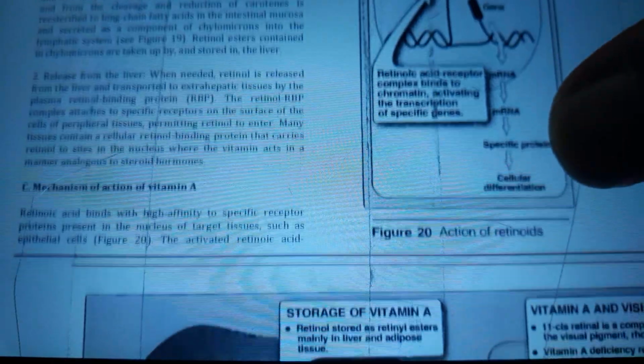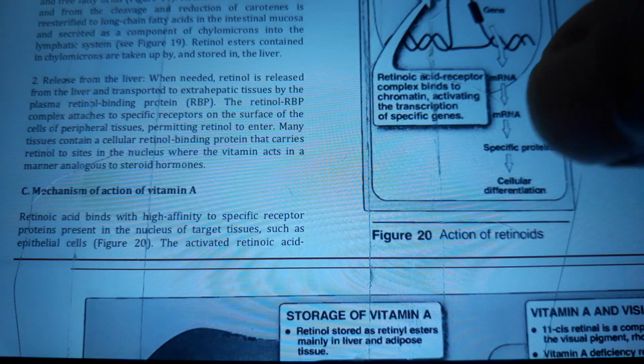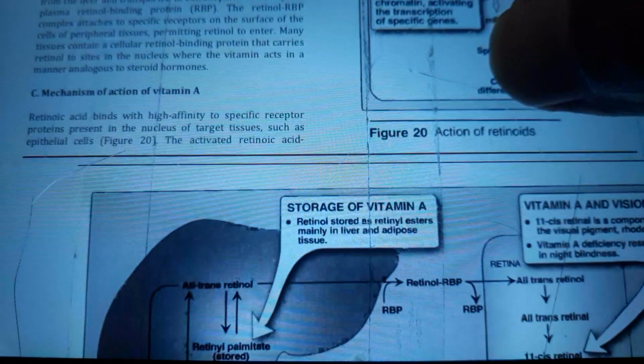Absorption and transportation of vitamin A. Transportation to the liver. Retinol esters present in the diet are hydrolyzed in the intestinal mucosa, releasing retinol and free fatty acids. Retinol derived from esters and from the cleavage and reduction of carotenes is reesterified to long-chain fatty acids in the intestinal mucosa and secreted as a component of chylomicrons into the lymphatic system. Retinol esters contained in the chylomicrons are taken up by and stored in the liver.